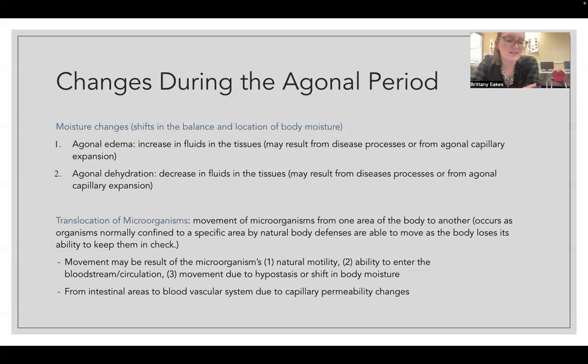The relationship between agonal edema and agonal dehydration is also shifts in balance and the location of moisture. So the surface loses it, it goes to the dependent tissues. All right, microorganisms can use that to their advantage. There are microorganisms indigenous to intestinal areas, and they can gain access to the blood vascular system because of capillary permeability changes.